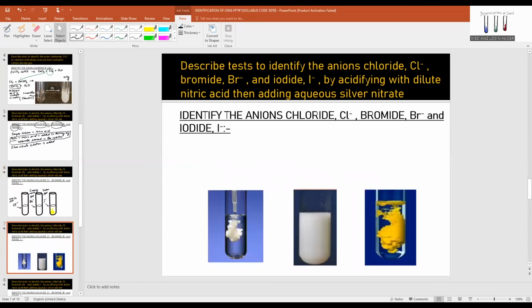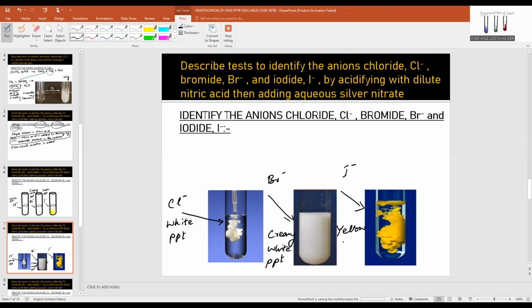Now I will show you the original colors of the precipitate obtained. This one is of chloride, Cl-. You see white precipitate. This one is bromide, creamy white. Iodide, yellow. I will write it again. White PPT. Here you get creamy white PPT. And here you are getting yellow PPT.